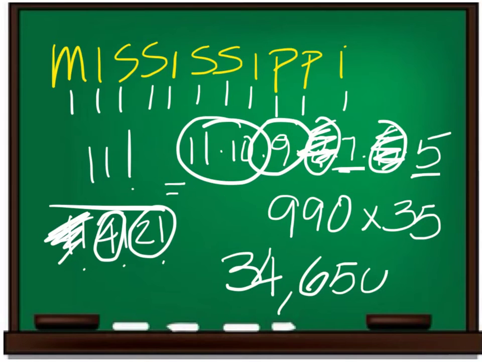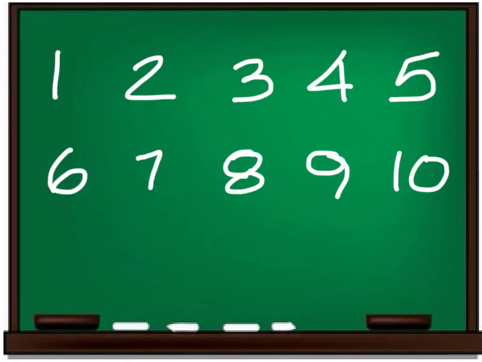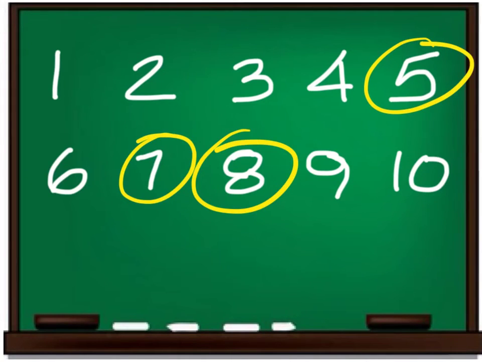34,650. A mid-class lottery will do that. And you pick a number from 1 to 10. The winning numbers for the mid-class lottery are 5, 7, and 8.